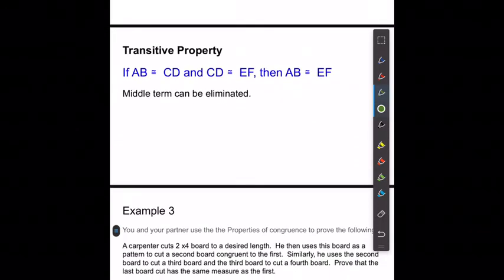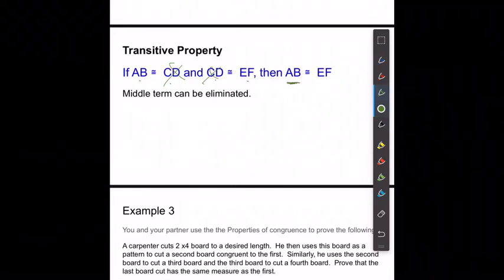And then the transitive property, this is the one where we can eliminate the middle guy, right? So if AB is congruent to CD and CD is congruent to EF, I can just cut out CD and say, okay, AB must be congruent to EF.